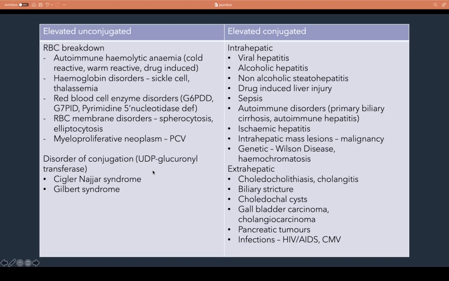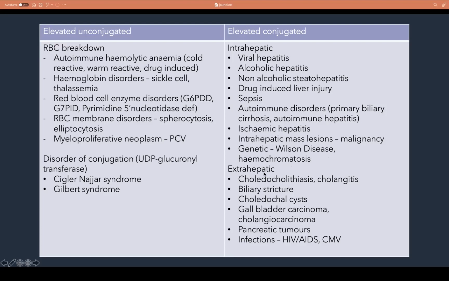So if it's a conjugated elevation, so liver source, what's causing the liver to be insulted? It could be viral, alcoholic, it could be a fatty liver disease, a drug-induced disease, sepsis, autoimmune, a bit more uncommon, rare ones like primary biliary cirrhosis in more middle-aged females, or autoimmune hepatitis. Ischemic hepatitis, mass lesions, because malignancies could be primary or secondary spread, or genetic. It could be a copper deposition disease, such as in Wilson's disease, or iron.